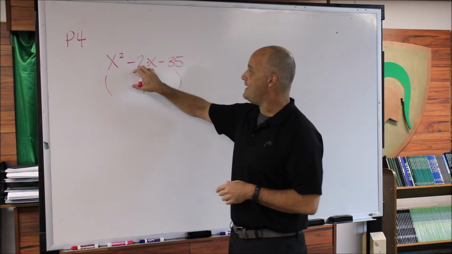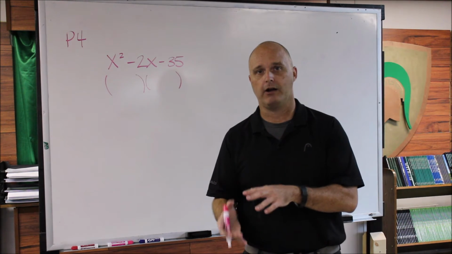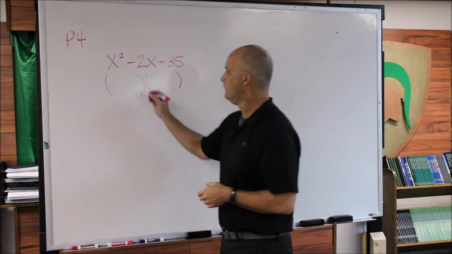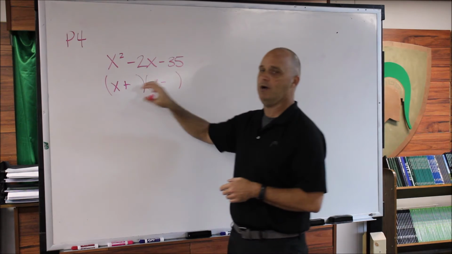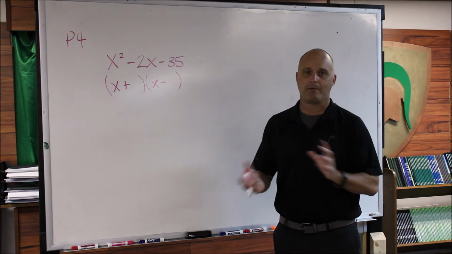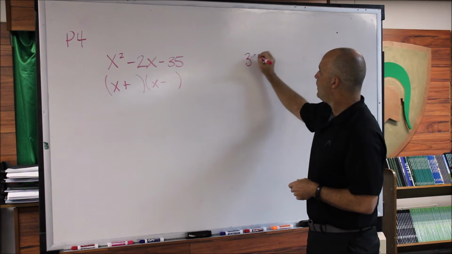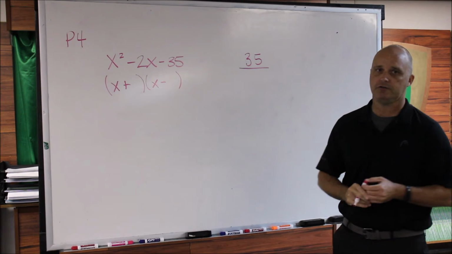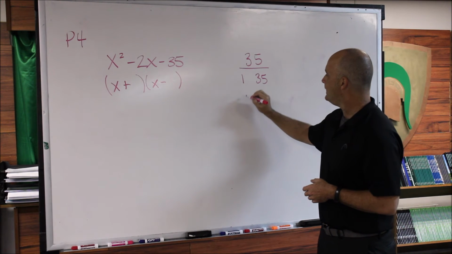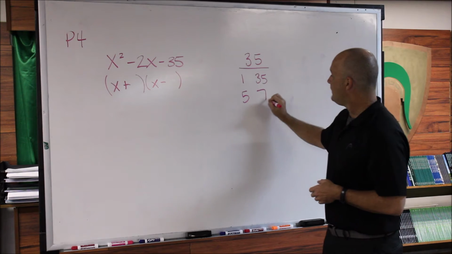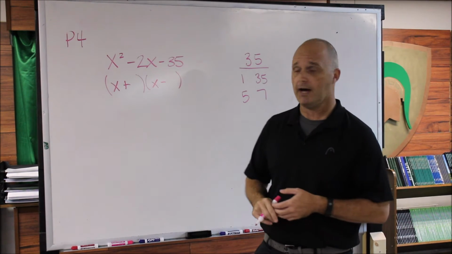I'm going to have one positive and one negative. The fact that this is a negative 2 tells me the bigger factor within the factor pair is going to be negative. So it doesn't really matter if I do x plus and x minus, or if I do x minus and x plus. Remember, multiplication can be done in any order. I'm going to come over here and write down 35, and I'm going to do my factor pairs for 35. So I get 1 and 35, and I get 5 and 7. And those are going to be the only factor pairs that I've got for the number 35.